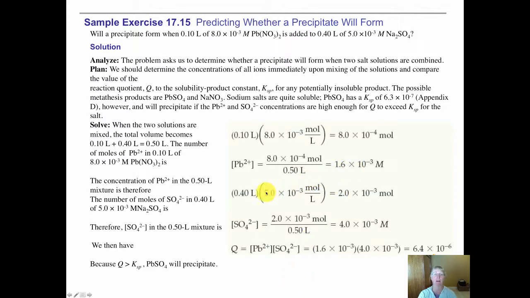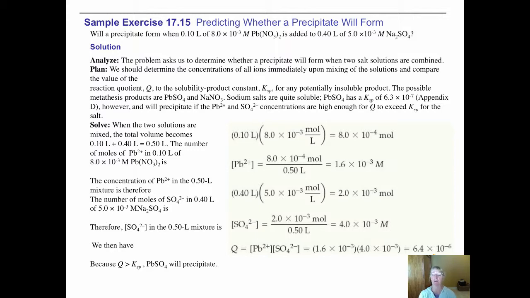Do the same thing for the 0.4 liters of sodium sulfate times its molarity, and you'll get its moles. Divide the moles by the new total volume, half of a liter or 500 milliliters, to get the new molarity of the sulfate. So now you have the 2 values you need to find the Q. This one's simple because it's a 1-to-1 ratio. Lead sulfate turns into lead and sulfate. So there's no coefficients and no powers.